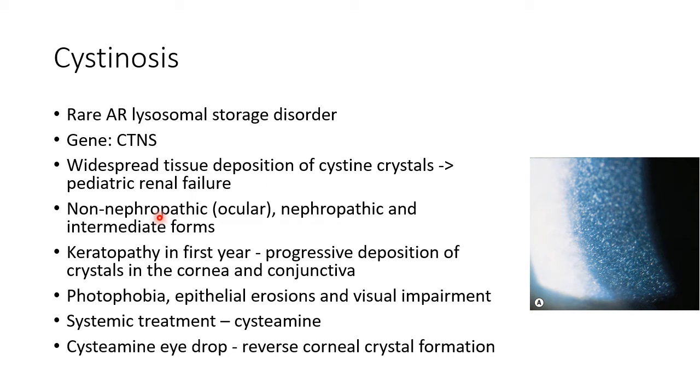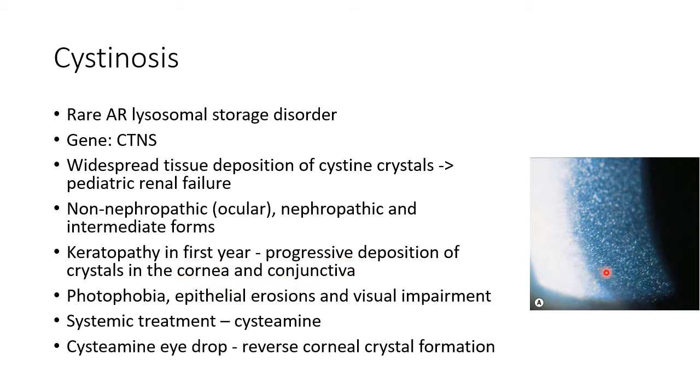There are three forms of cystinosis. The first one is non-nephropathic form, which is also known as ocular form. The second one is nephropathic, and the third one is intermediate form. In case of cystinosis, there can be keratopathy in the first year of life in the form of progressive deposition of crystals in the cornea and conjunctiva.